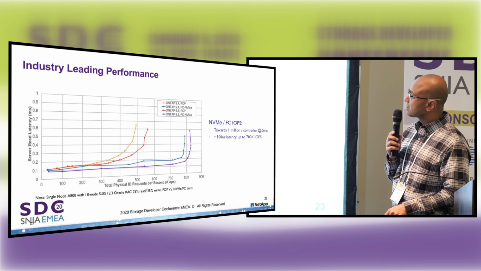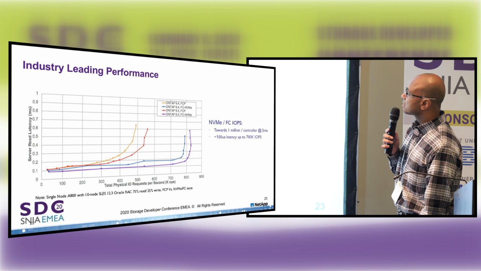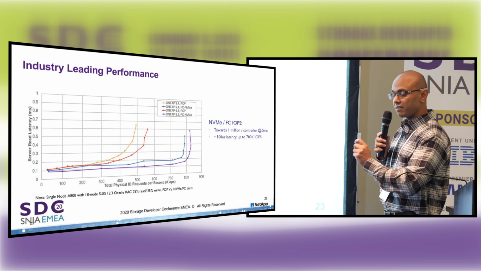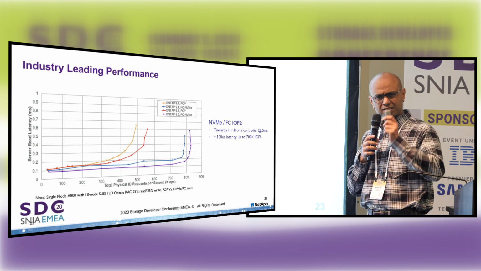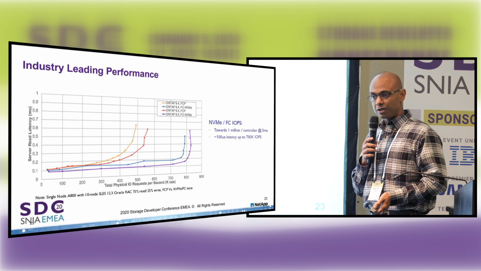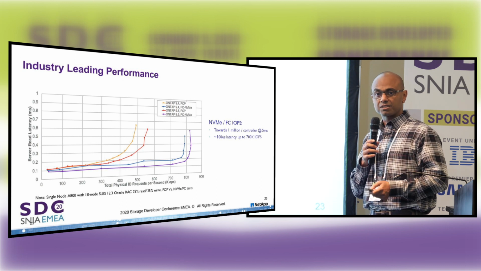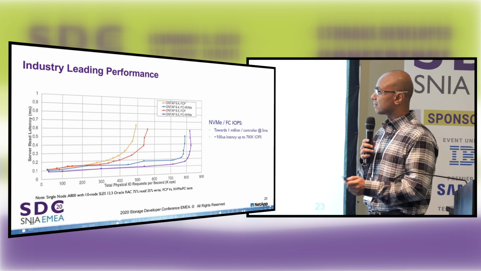The different lines here represent the different ONTAP releases. And you can see that our FCP or SCSI lines have also changed because it's the same design principles of not having interrupts, of reducing locks, of not doing context switches, of polling, etc. These are the things that result in the improvement.